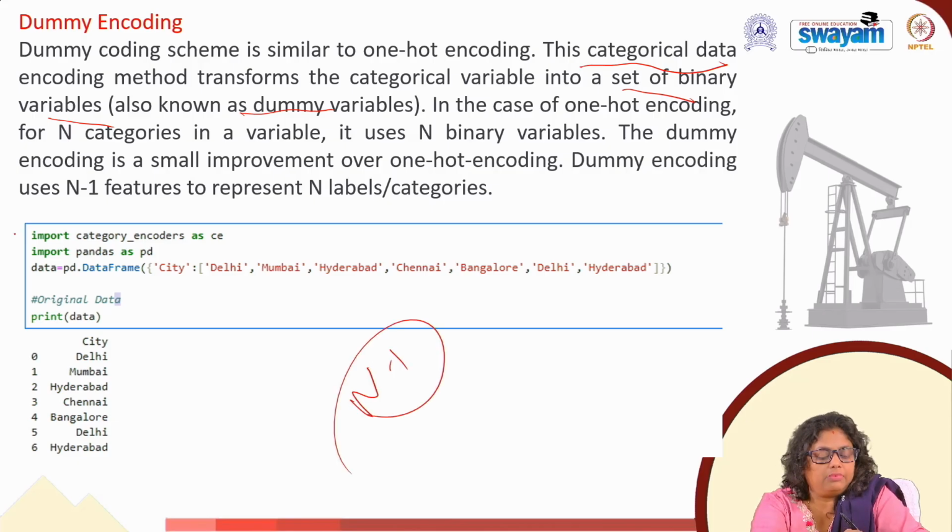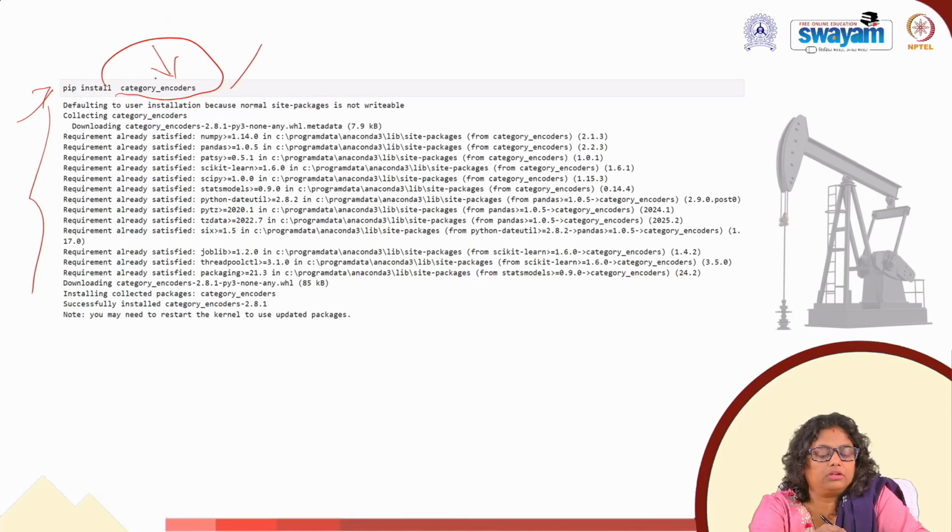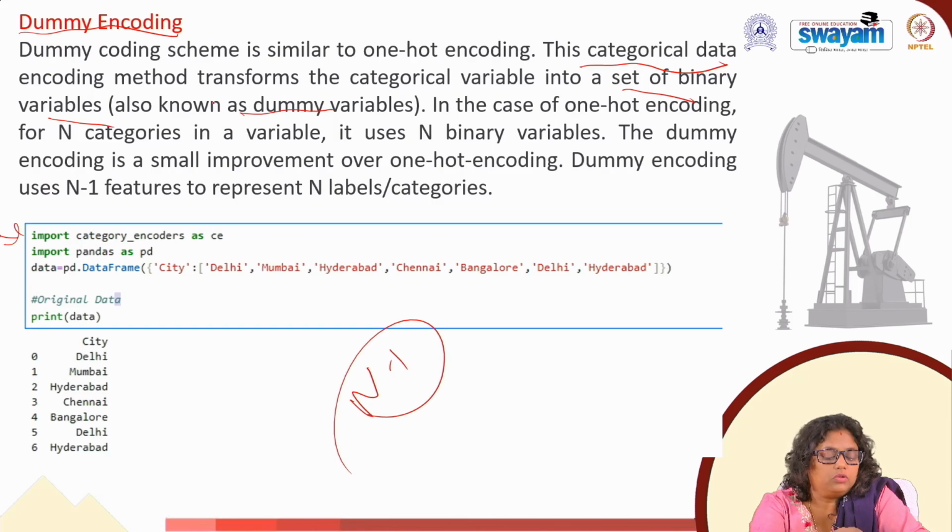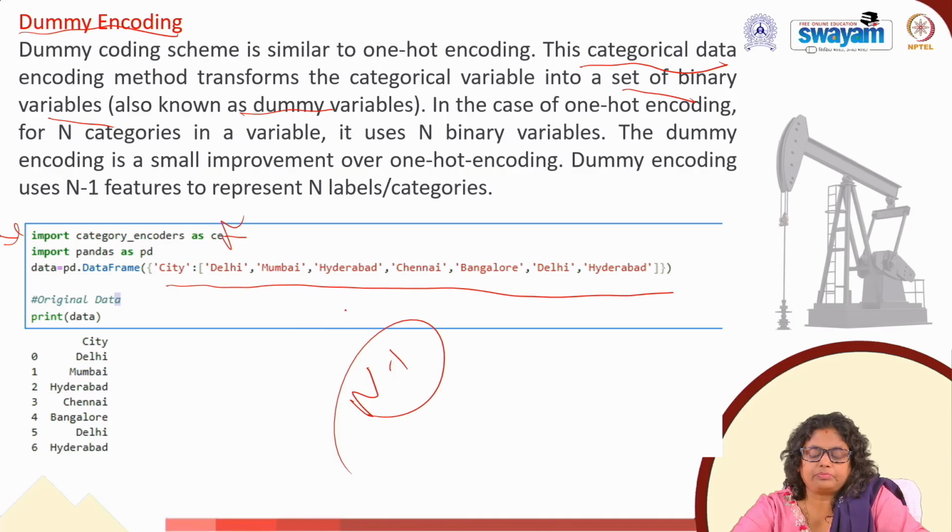Here we are doing the coding for dummy encoding. Just now we installed category_encoders, so we import it: import category_encoders as ce, which is the alias name given. Then import pandas as pd because I am using a data frame. data equal to pd.DataFrame. For the example, I have taken cities. Under city, I have city names where sometimes they repeat. Delhi is repeated, and Hyderabad is also repeated.